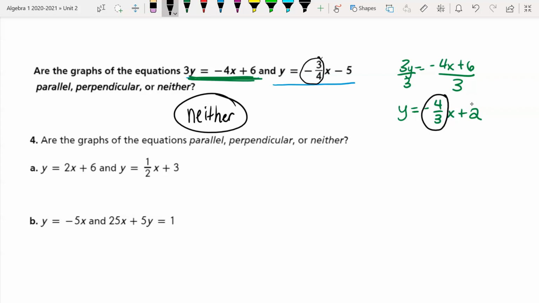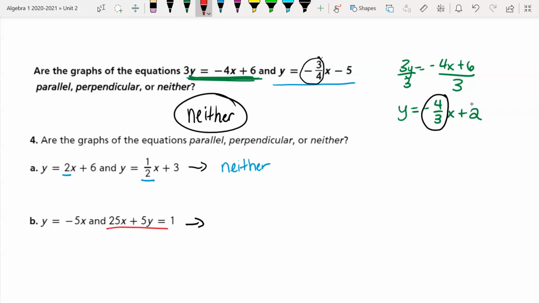All right, go ahead and try this one and this one. So try A and B. y equals 2x plus 6 and y equals 1/2 x plus 3. Hopefully you say neither. Well, they're not the same, obviously. So they're not going to be parallel. They're not perpendicular because they are reciprocals, but again, they aren't opposites. So my answer would be neither.